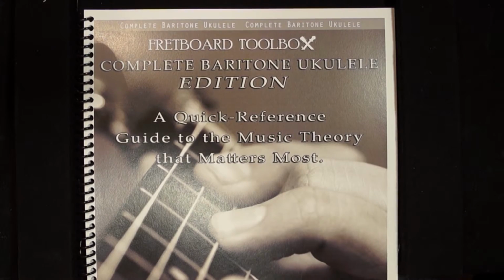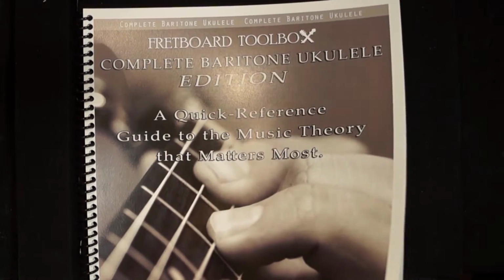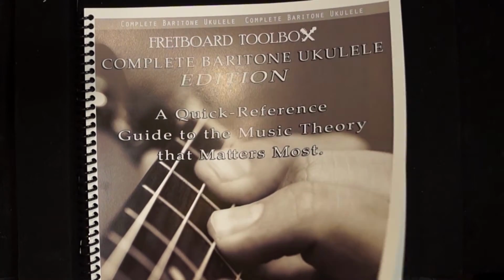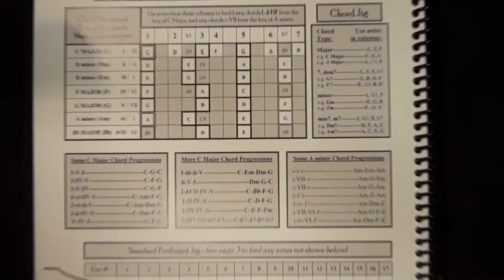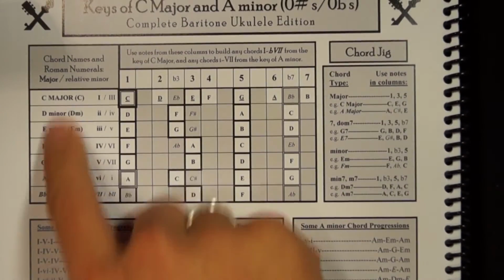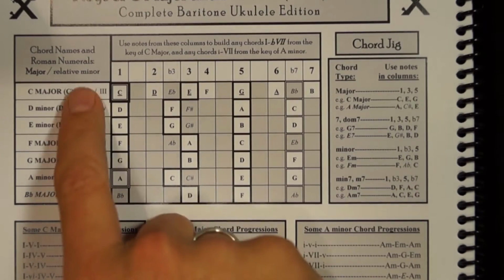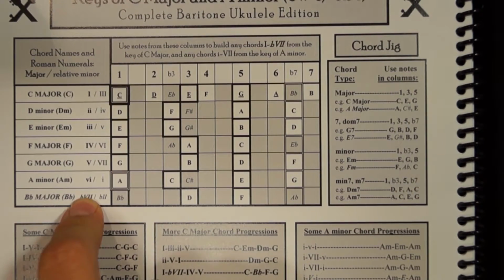Okay, for this lesson on chord progressions, we're going to look at the key of C major, and we're going to flip to page 19, and then we're going to take a look at these chords that are in the key of C major, and the Roman numerals that go along with those chords.